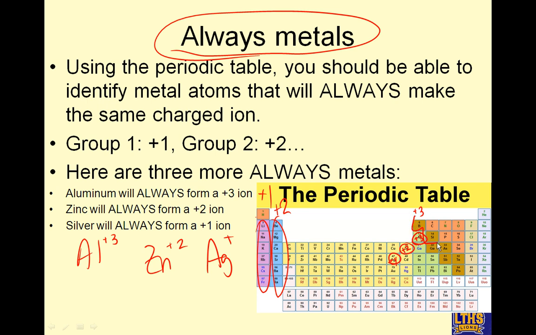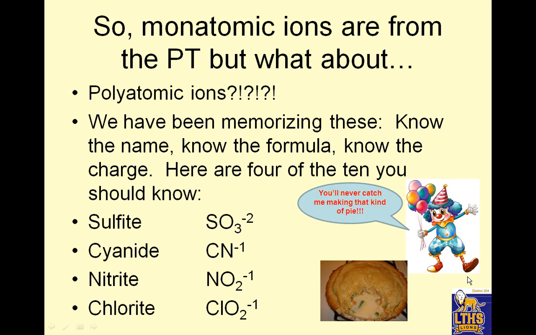Hey, look, there's a ton of other metals. Okay, these are other metals, these are other metals, these are other metals. So they are not always the same charge. We'll learn what happens to them later. All right, so monatomic ions are what we just talked about, ions that come from the periodic table. But what about polyatomic ions?